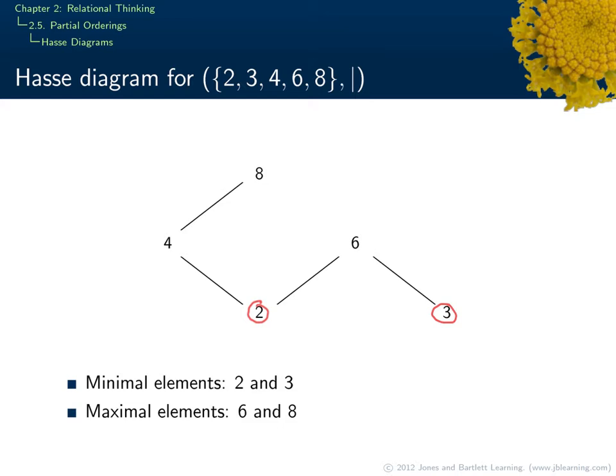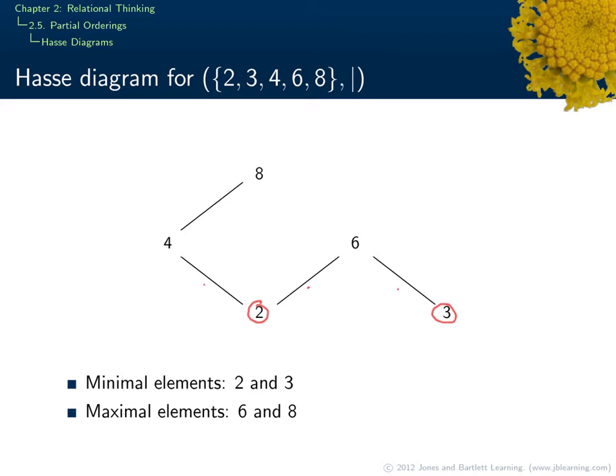So 2 divides evenly into 4 and into 6. So we draw these ascending lines from 2 to 4 and to 6. 3, its immediate successor is 6. That is, 6 is the smallest number in the list that is divisible evenly by 3. So we have an ascending line from 3 to 6.